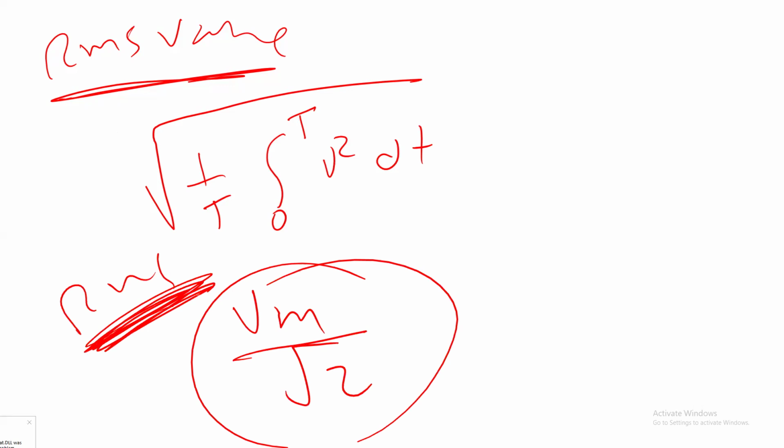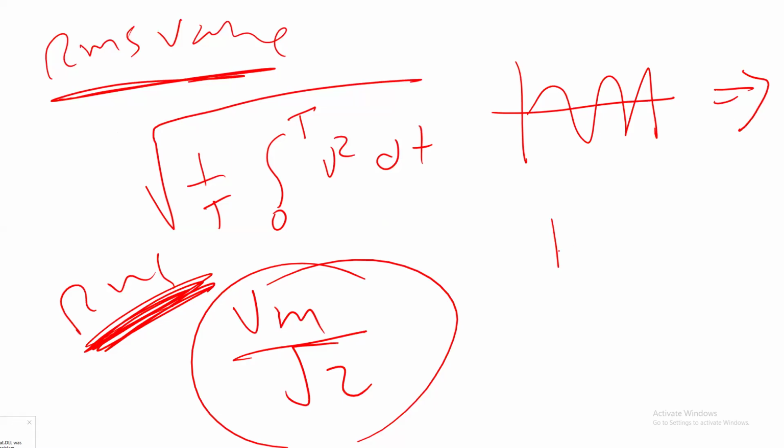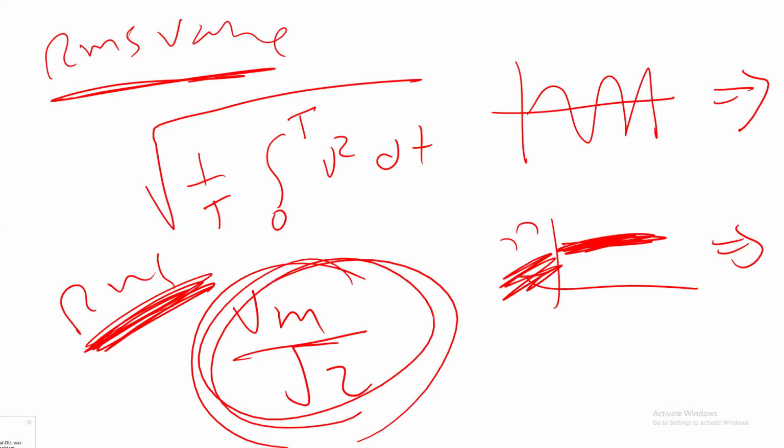But the meaning of the RMS value is this: if I use this source to deliver power, and if I use a DC source to deliver the same amount of power, how much is the DC value here? It should be this one, the RMS value.